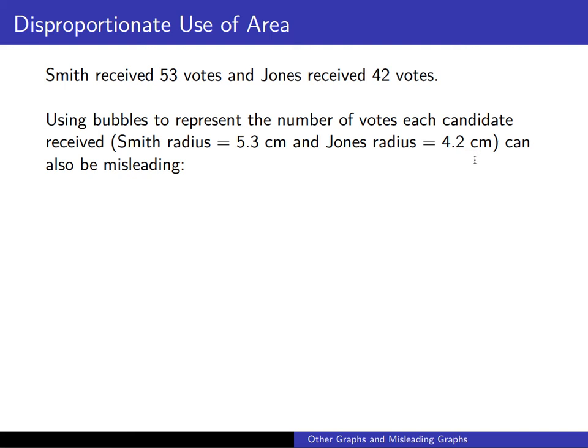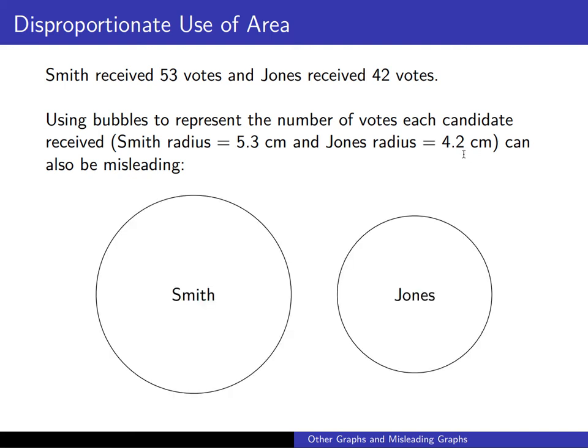Taking a look at these 2 circles, because of how we calculate area, it appears as if Smith received a significantly higher number of votes than Jones did, even though the difference in their radii is proportional to their difference in votes. The areas of these circles are not proportional to the 53 votes for Smith and the 42 votes for Jones.